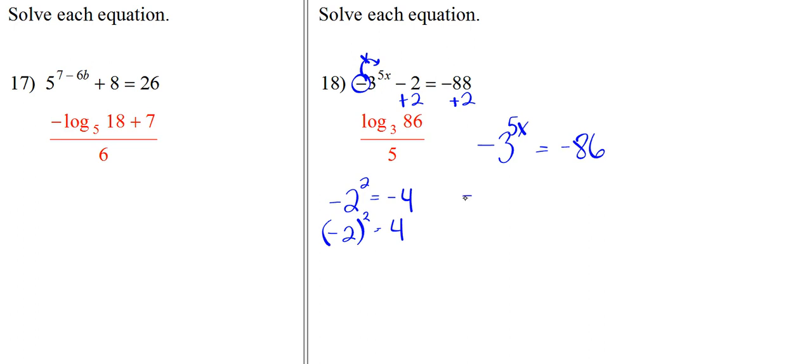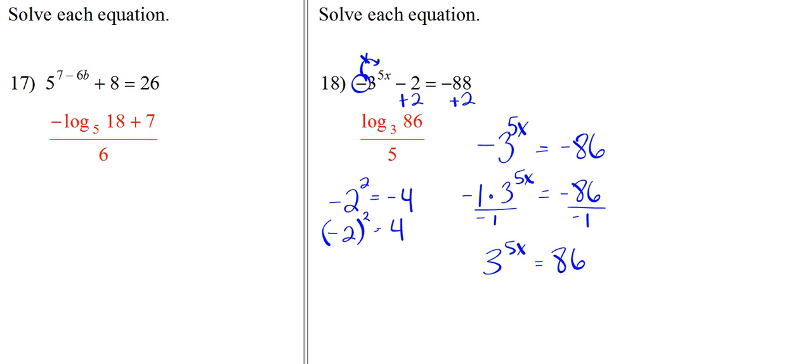Essentially what this is, is -1 times 3 to the 5x equals negative 86. So whatever 3 to the 5x is, we're going to make it negative, and it should be negative 86. So really, if you divide by -1, you see that 3 to the 5x needs to be equal to just 86.